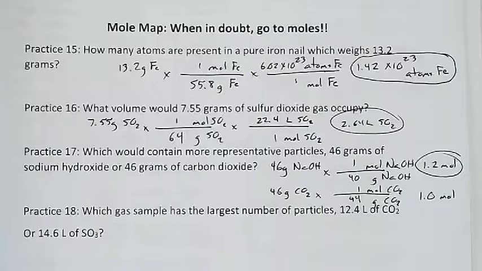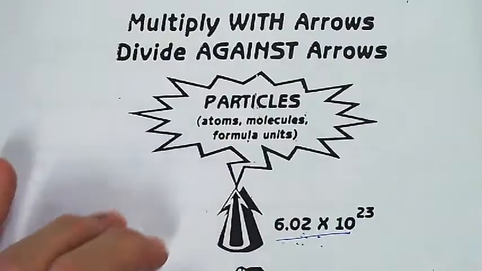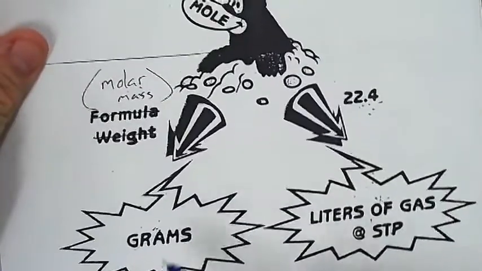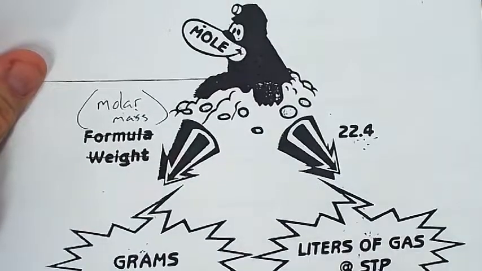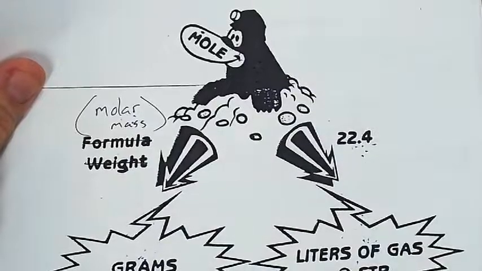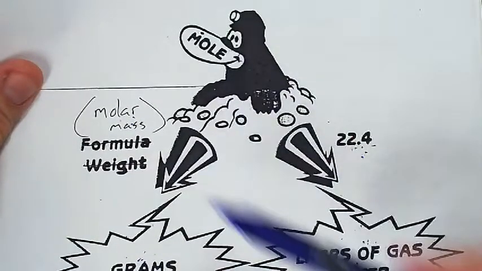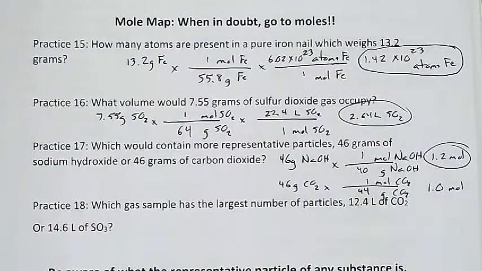If it doesn't mention moles, then it's more than likely a two-step problem, because if you are going from, say, molar mass to particles, you've got to go through moles to do that. And if you're going from, say, volume to a mass in grams, you've got to go through moles to get to the mass in grams. And it's just a two-step problem. You convert from volume to moles and then to grams. And again, if you'll follow what the mole map tells you to do, again, multiply with the arrows, divide against them, and it's simple. We set them up using conversion factors.